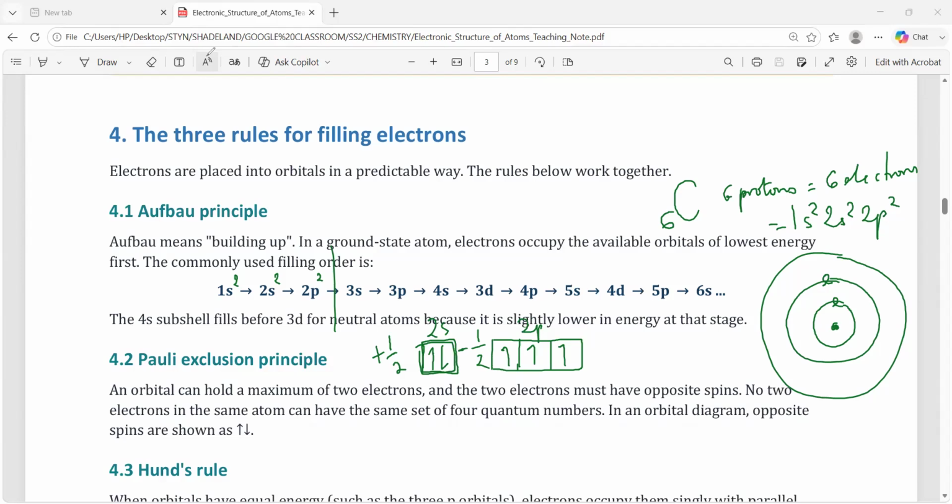Let me show you something. Look at this electron I'm going to draw with red. Look at this.